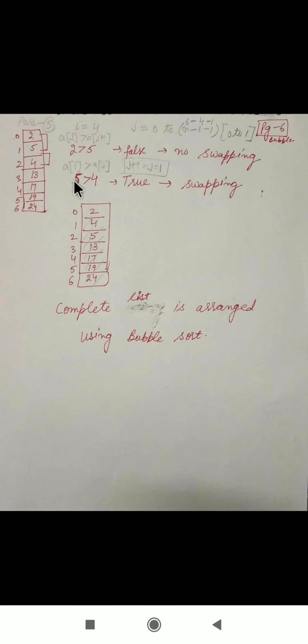Now we will compare 5 and 4. So this is true, the swapping will be done, the 4 will come up and 5 will go down. So in this way we get the complete list arranged in ascending order using this bubble sort.